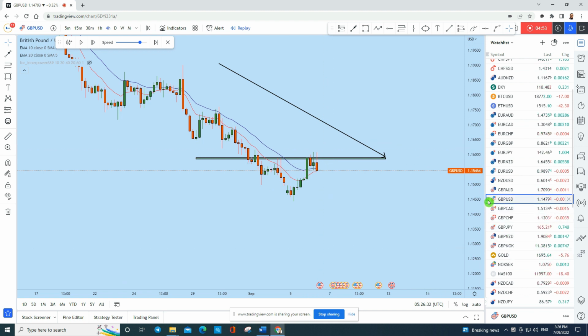So if you click here on TradingView, you see that there is color coding depending on your subscription type.